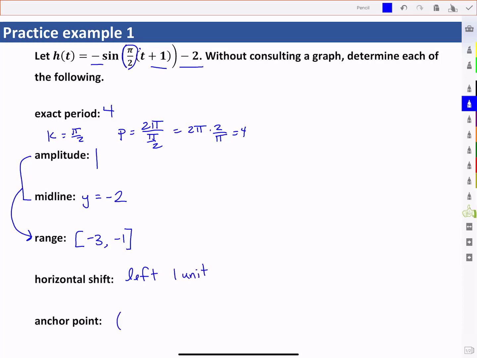Finally, horizontal shifts cause the t value of the anchor point to be at negative 1, and since the function's starting point is on its midline, the output value of the anchor point is negative 2.